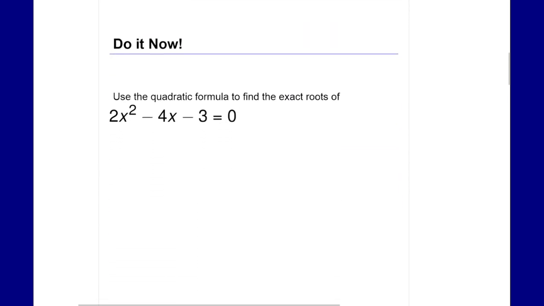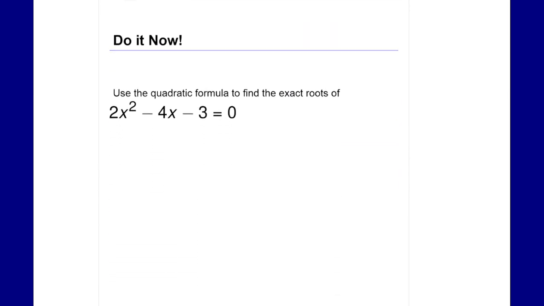Before we get into that, let's review our previous lesson where we had to use the quadratic formula to find the exact roots. Remember, the quadratic formula is x equals negative b plus or minus the square root of b squared minus 4ac, all divided by 2a. So we have our a, our b, and our c value here. It's already set equal to 0, so we don't have to worry about that. We can just plug in our values and solve.